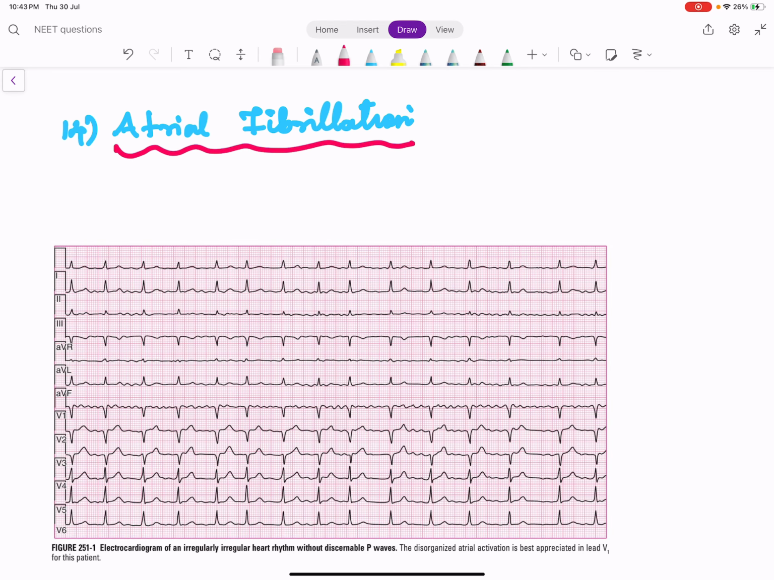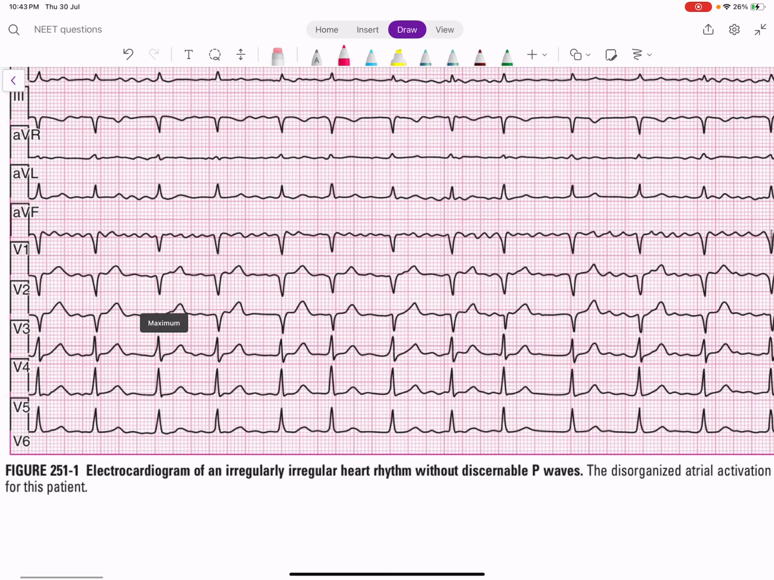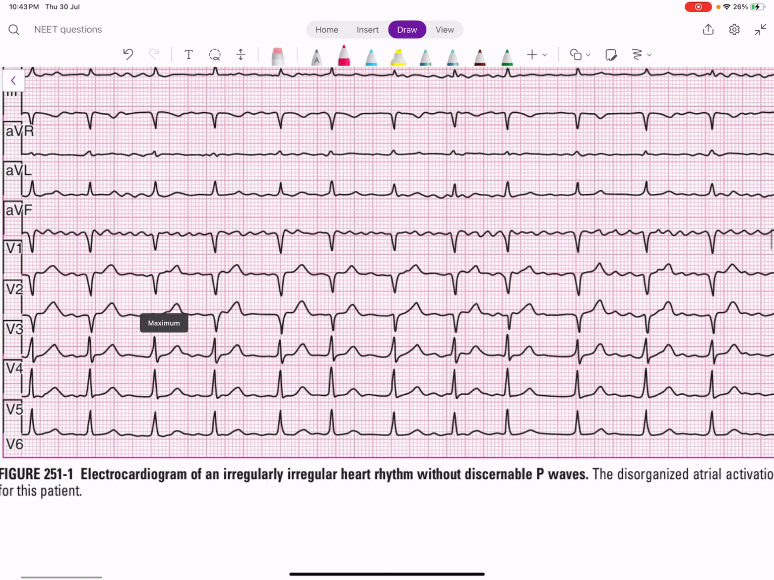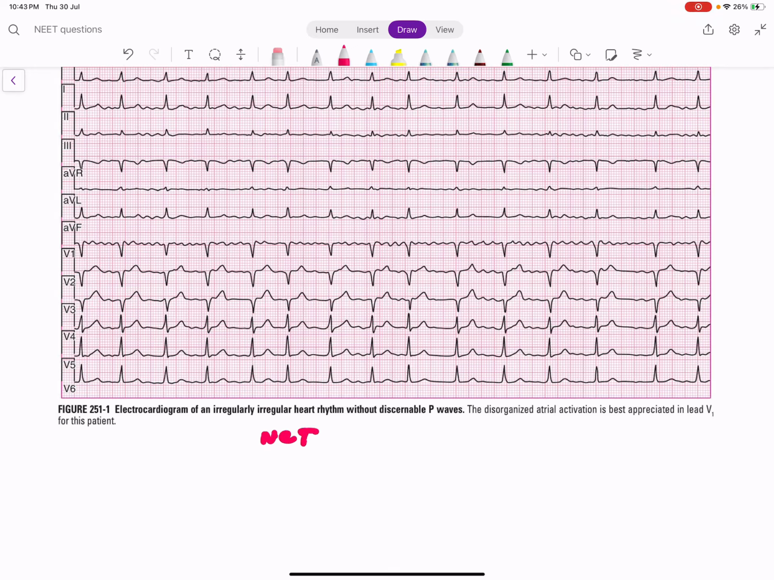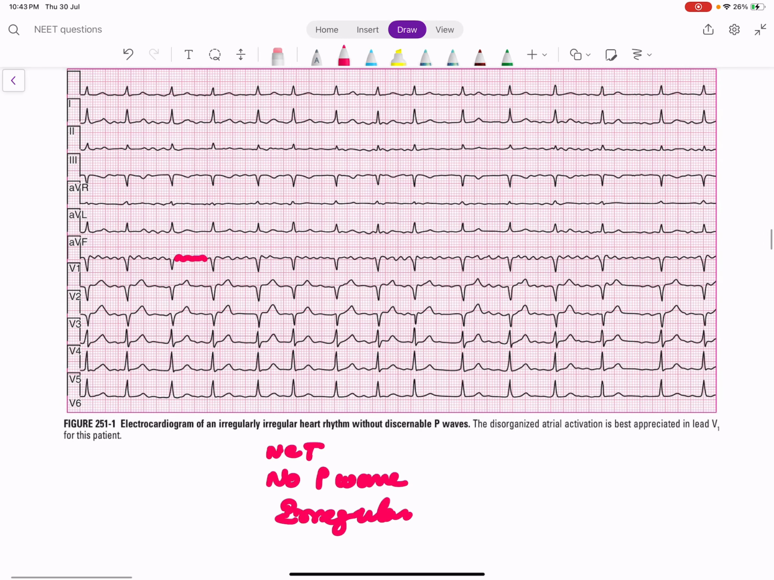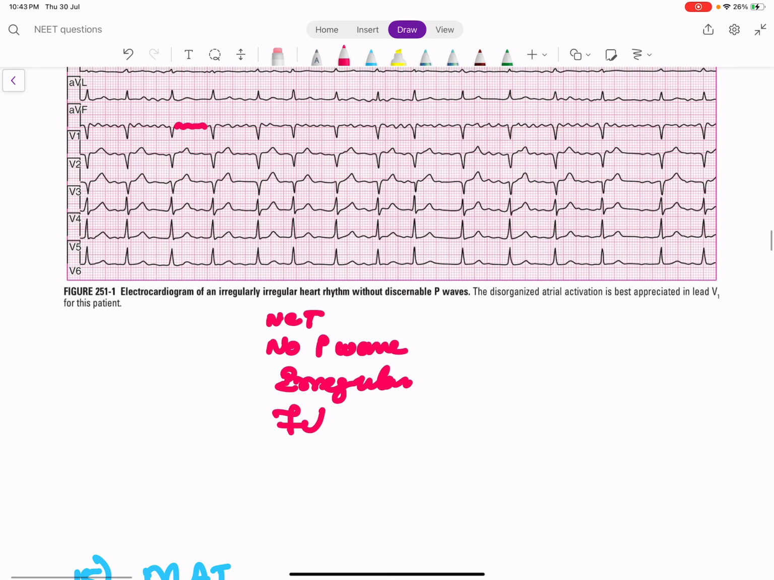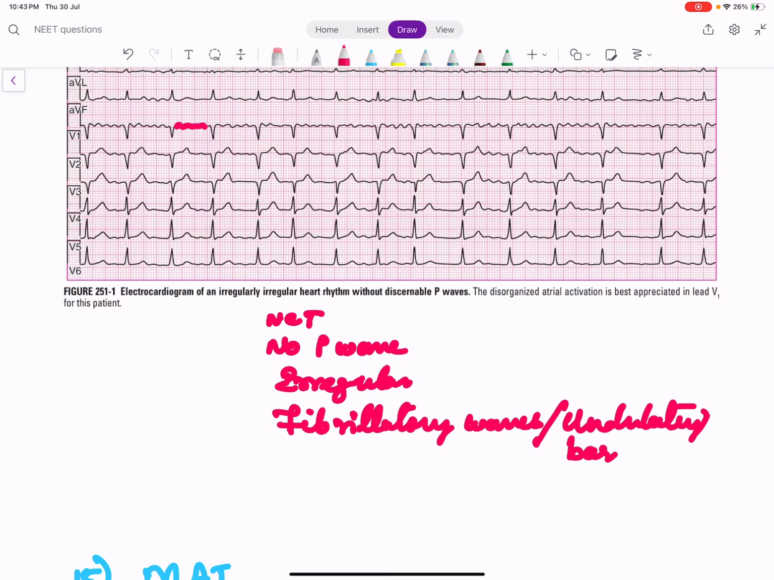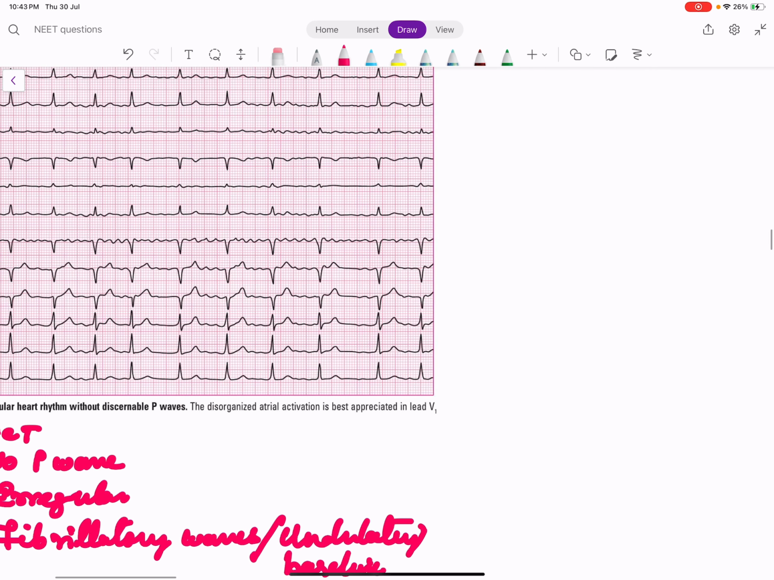Atrial fibrillation, our classic one which we had discussed. Narrow complex tachycardia, no P waves, but this one is irregularly irregular. In V1 you can very clearly see the undulating baseline or fibrillatory waves. Any arrhythmia, if you are not able to make out, please see V1 where you can get fibrillatory waves or the undulating baseline. So narrow complex tachycardia without P wave, if it is irregular, think of atrial fibrillation.